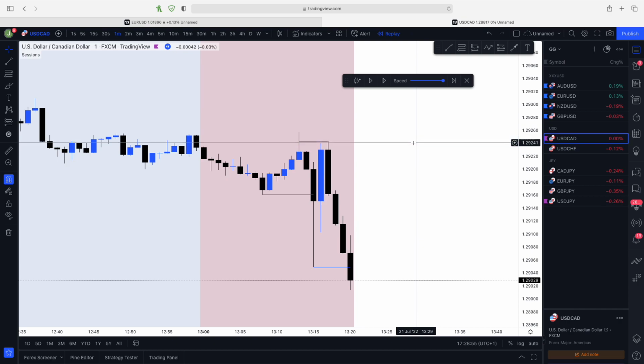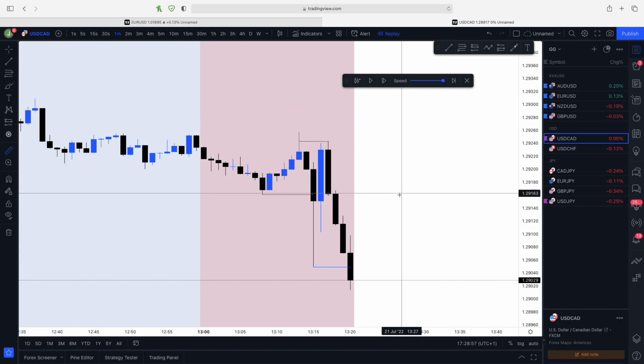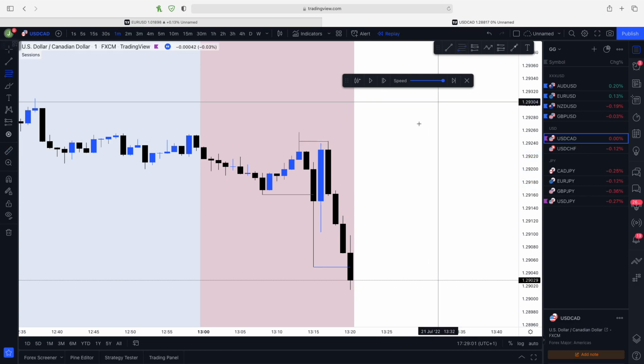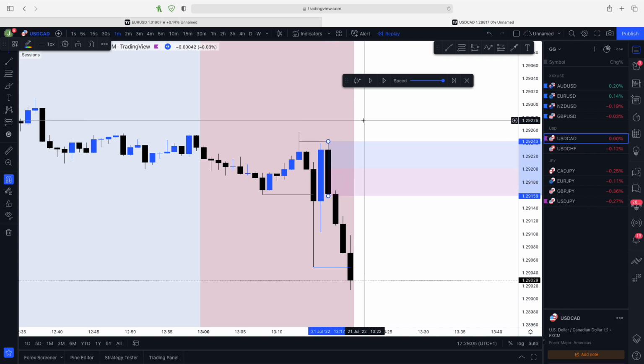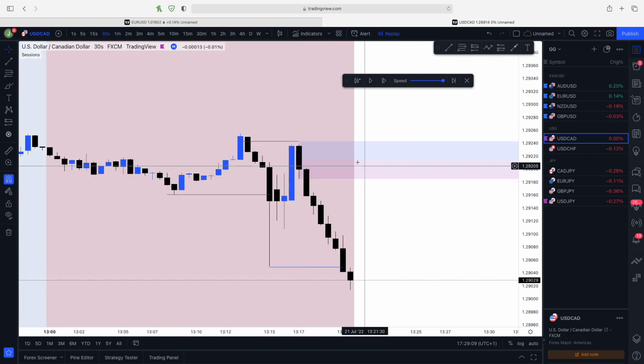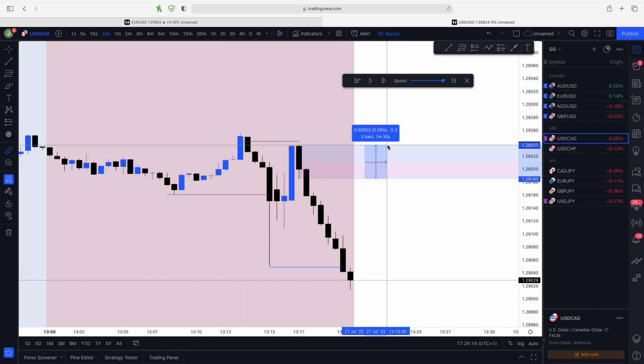In terms of the POI, I think you'd all agree that this is absolutely massive. 8 pips, so let's refine it down. Where's my magnet tool gone? There we go. Let's refine it down. 30-second refinement into the imbalance. Again, it's still quite big. Let's have a look at what sort of range we're looking at. Still looking at a 5-pip range.